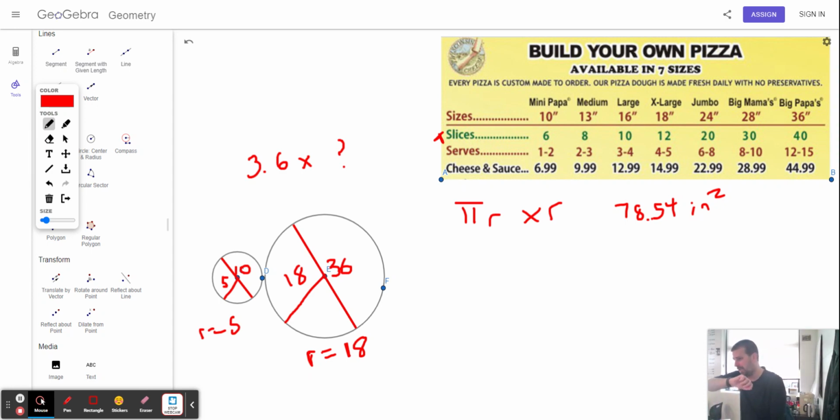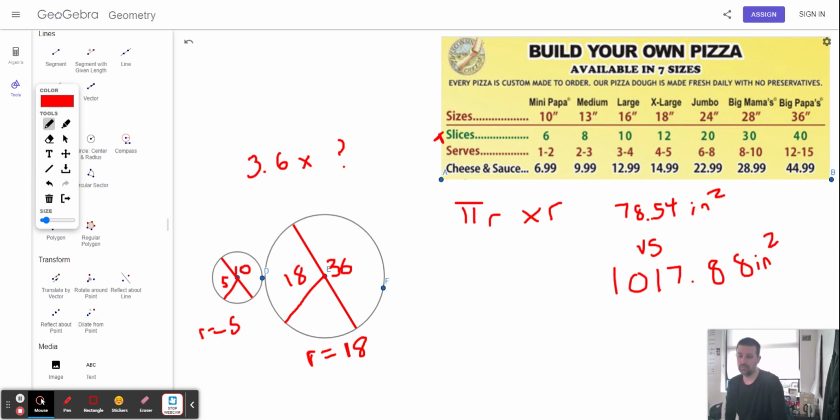What is pi times 18 times 18? The answer is approximately 1017.87602. I don't know if you heard that. It's a lot more. Okay? So it is not 3.6 times the size. 78.54 all the way up to 1,000. It's over 10 times the size of the Mini Papa. Okay? So, that's maybe not very surprising, but kids will say that. They'll say, well, if it's a 10-inch diameter and it's a 36 diameter, it's like 3.6 times the size. Not even close. Okay? It's more than 10 times the size.